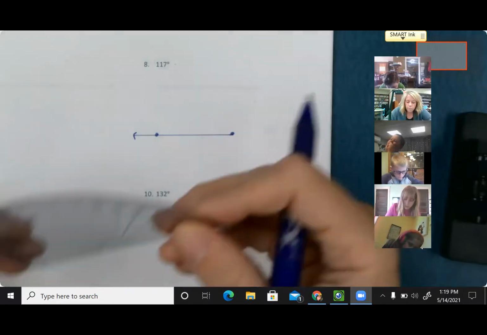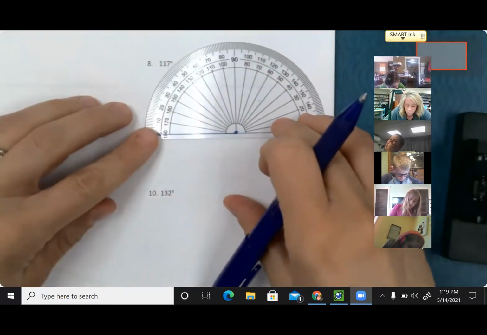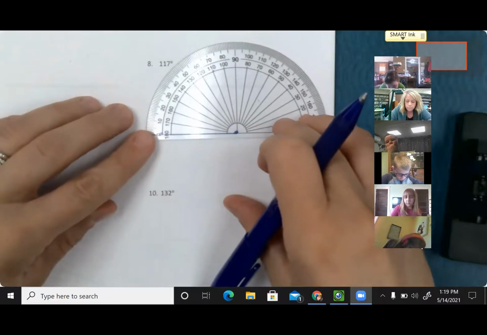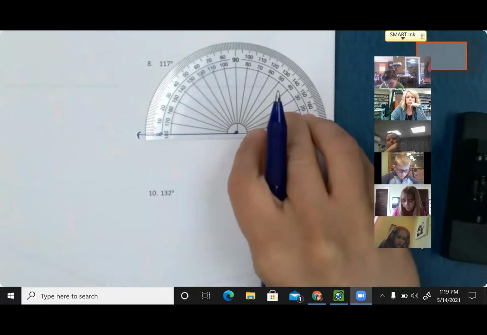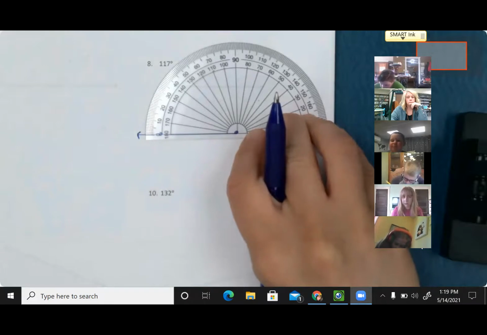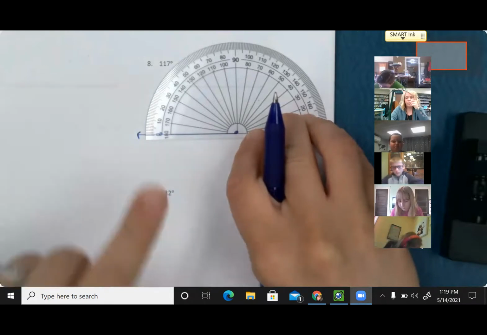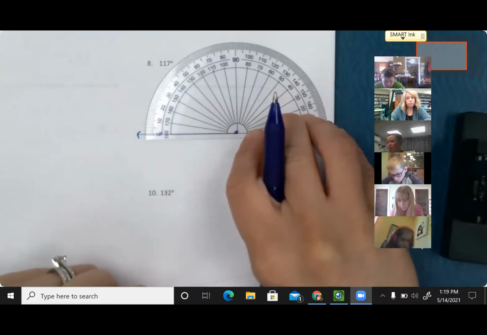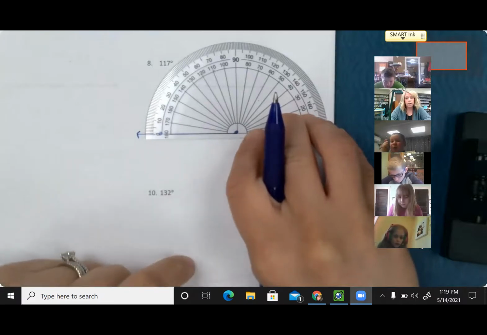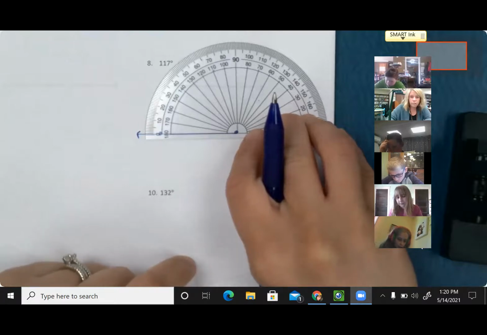After I have my ray, I'm going to put my protractor down, making sure it's all lined up. Soren, are you drawing? How are you drawing when your fingers are in your mouth? I can see you, you know. You're not even looking at the paper. You're looking at the screen. And that hand was in your mouth.